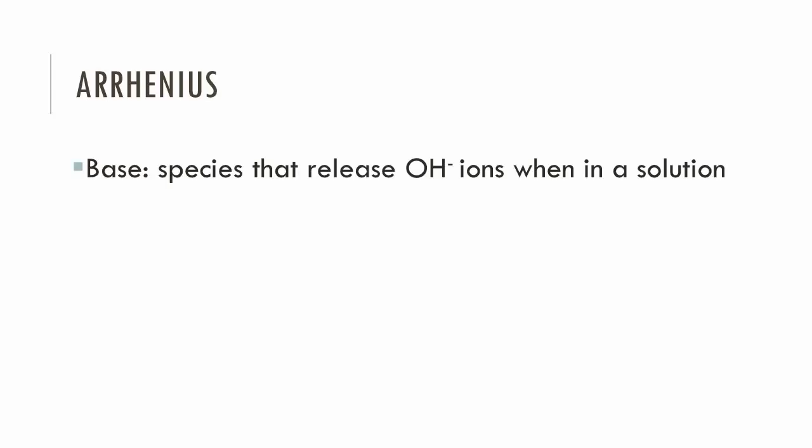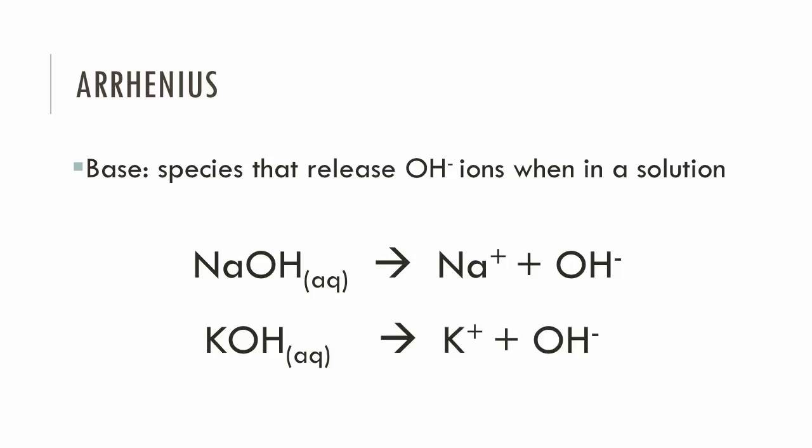One way to identify bases is using Arrhenius's definition. A base is a species that liberates OH- ions when in solution. For example, NaOH and KOH in aqueous solutions release Na+ and OH- and K+ and OH- respectively. Therefore, these two compounds are bases.